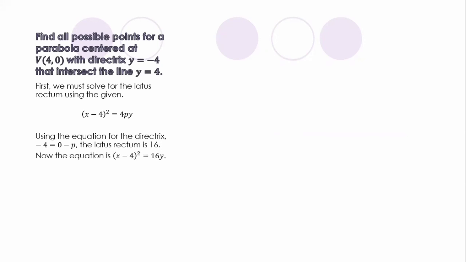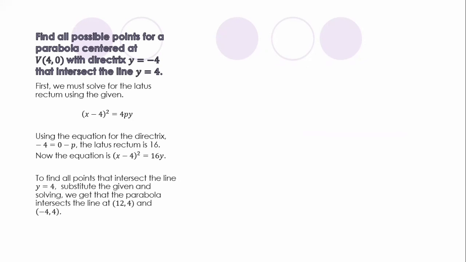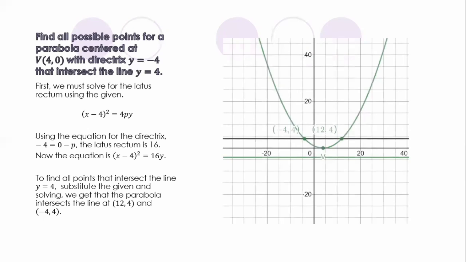Now, the equation is x minus 4 quantity squared is equals to 16y. To find all points that intersect the line y is equals to 0, substitute the given and solving, we get that the parabola intersects the line at 12 and 4 and -4 and 4. So this is our parabola. It is facing upward.